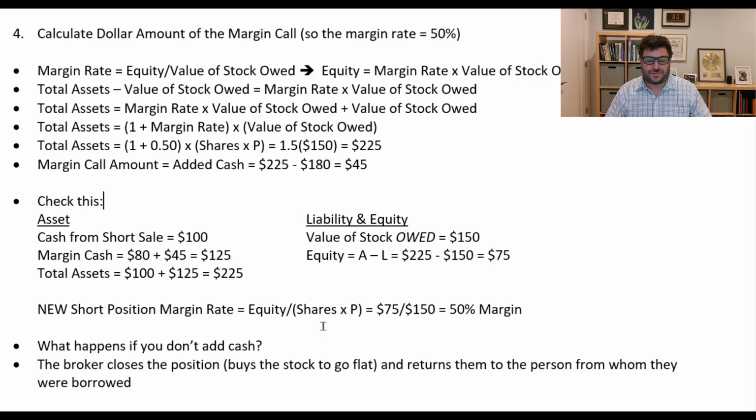So what happens if we don't add the cash? The broker closes the position. The broker buys stock from the market at $150 and delivers it to the entity from whom we borrowed the stock, and the position is closed if the margin call is not satisfied.